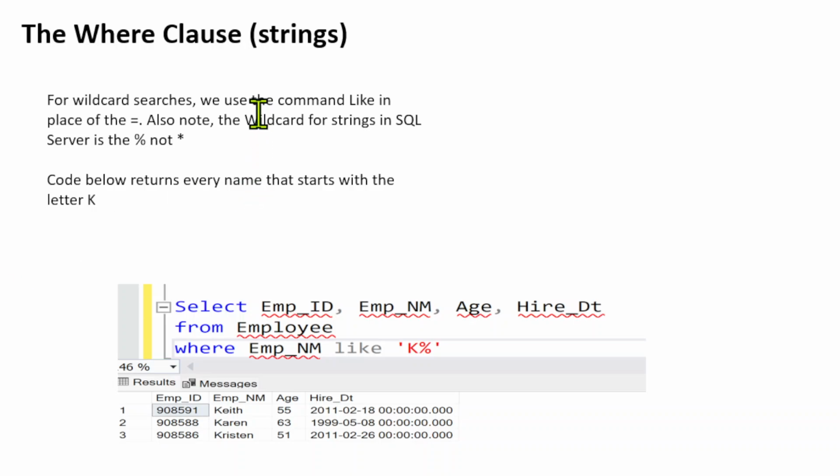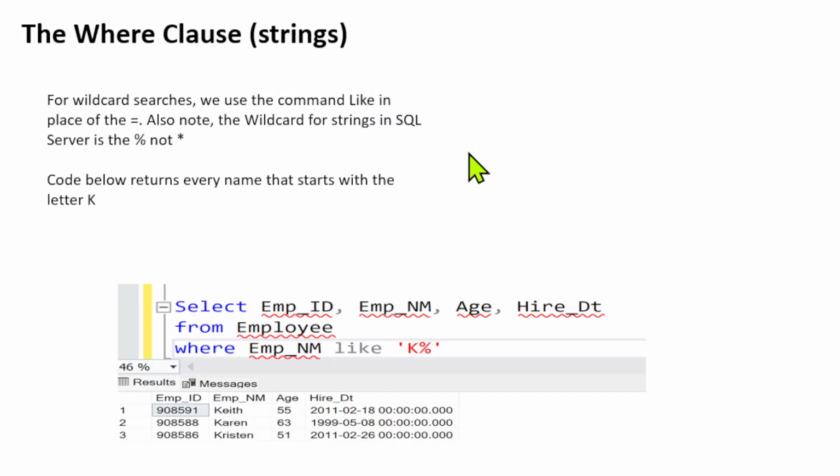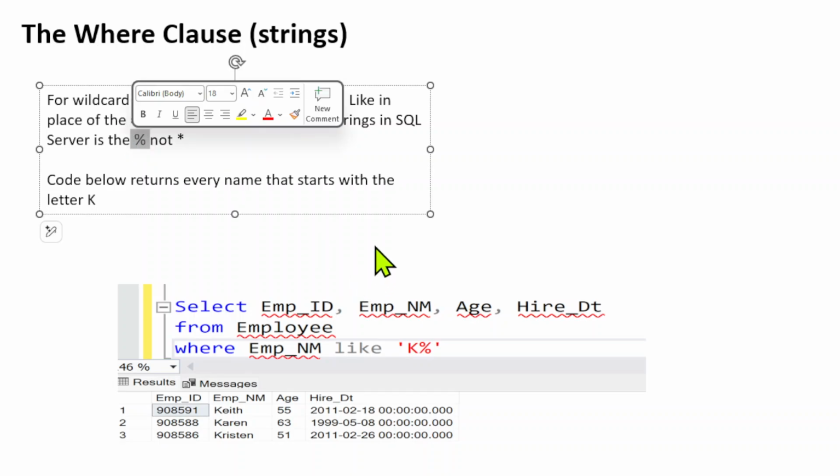Now, if we do not know the full string, let's say we don't know a person's name, we don't know how to spell Keith, or all we're looking for is everybody whose first name starts with K, we're going to use a wildcard. Now, I know we had a wildcard of an asterisk sign in our select statement, but that's only for the select statement. That's our columns. Our wildcard for our where statement is the percentage sign, okay?